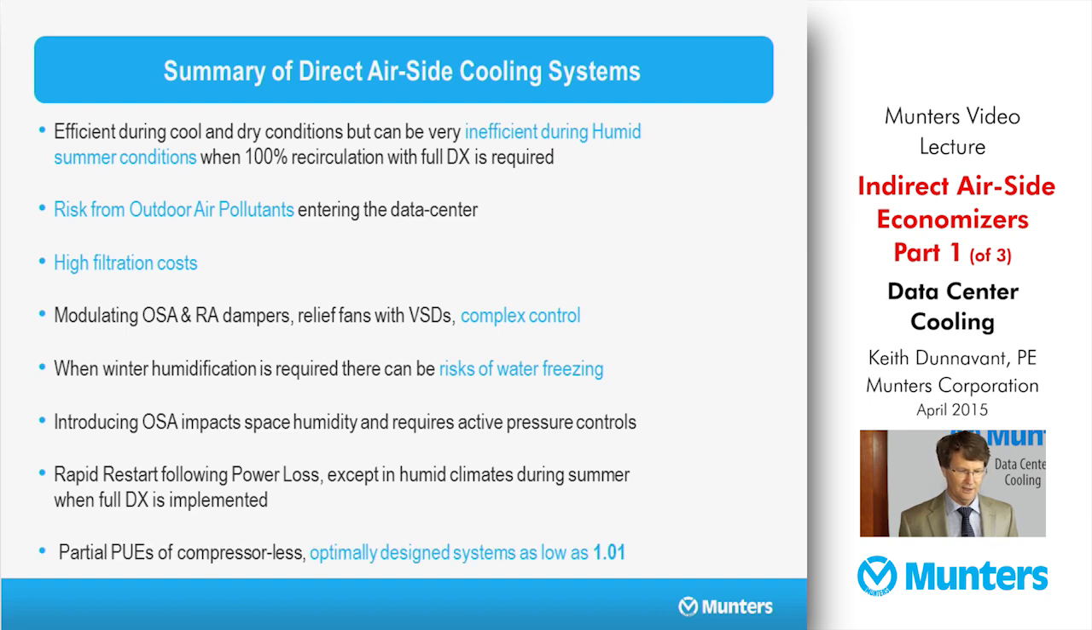Partial PUEs of these types of systems can be the lowest of any method of cooling a data center. If you optimally design a data center in a dry desert climate, sizing your filters very large for low pressure drop, eliminating your ductwork using supply plenums and return plenums, keeping that supply fan power level down low and your exhaust power levels down low using efficient motors and everything, it is absolutely possible to achieve partial PUEs as low as 1.01, which is the most efficient way that I know of to cool a data center.